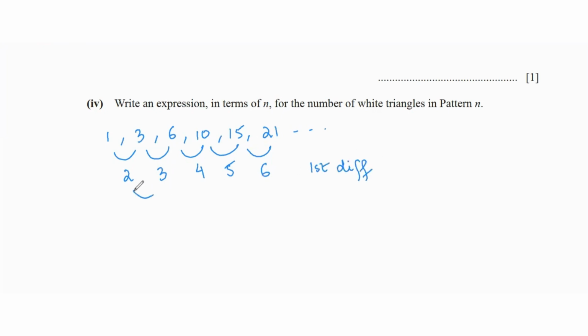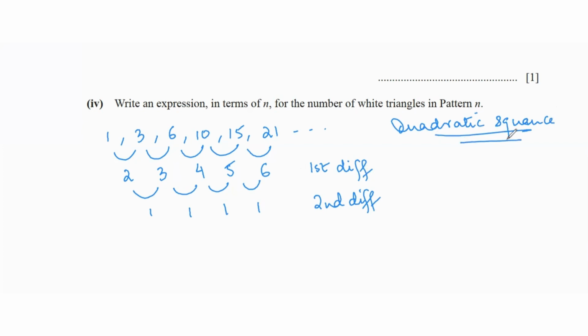Now we find the second difference. That's 1, 1, 1, and 1. As you can see, the second difference is common as compared to the first difference, which shows that this is a quadratic sequence. Whenever the first difference is not common, whereas the second difference is, that clearly shows us a quadratic sequence. So whatever your first difference is, you times that by n squared and divide the result by 2. So that gives us n squared over 2. We're going to assume that this is our nth term.